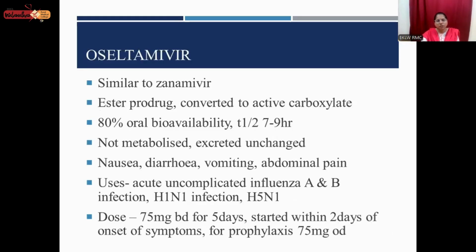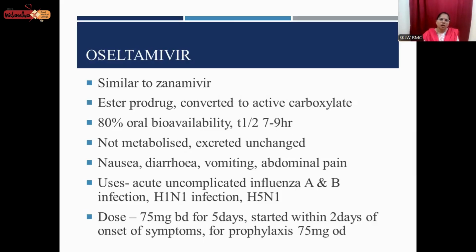Oseltamivir. It is the same as zanamivir in its mechanism of action. It is an ester prodrug converted into active carboxylate. It has 80% oral bioavailability. Half-life is 7 to 9 hours. It is also not metabolized, and is excreted unchanged in the renal system.